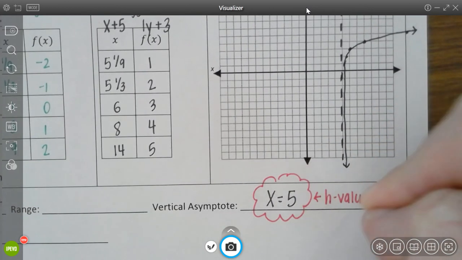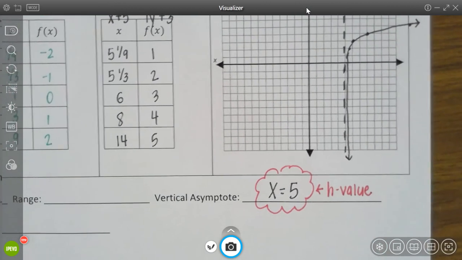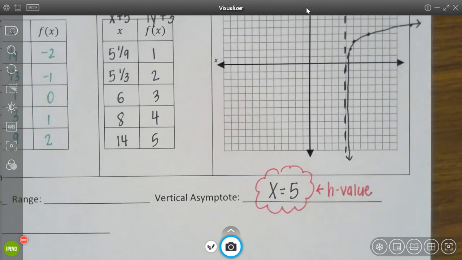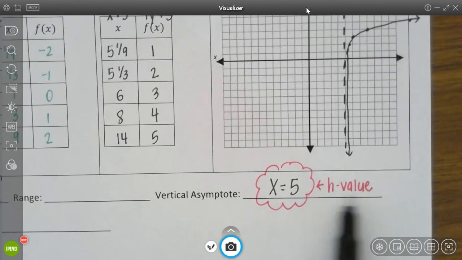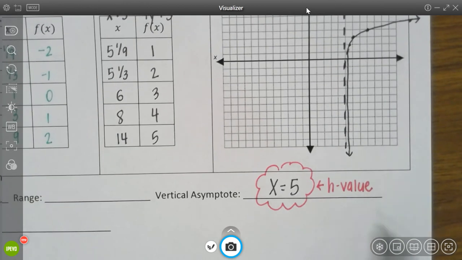So for the graph of the inverse functions, or the logarithmic functions, once you know what the h value is, you should be able to determine where your vertical asymptote is going to be without even having to graph it, which is nice because then we have a starting point of where our graph should be working off of. So anytime that we're graphing a logarithmic function, the vertical asymptote is going to have to do with our h value.